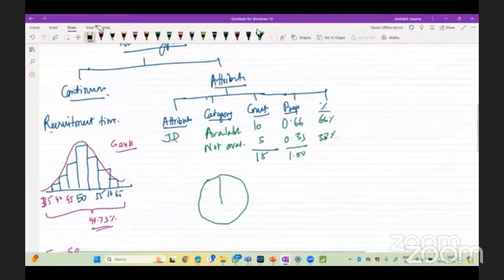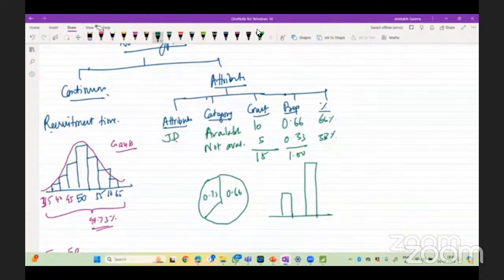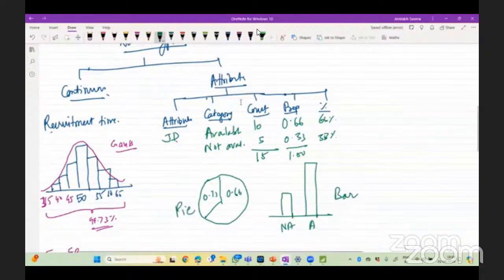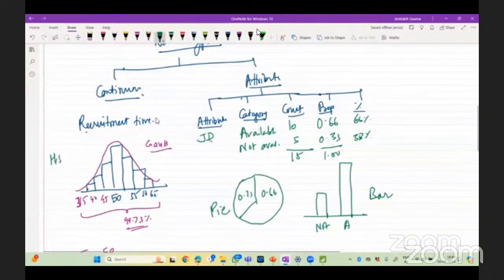Here 33% will look something like this. So 0.66 or 0.33. Or I can make a bar chart, 0.33, 0.66, not available, available. So bar chart or pie chart for attribute data, and histogram for continuous data. Now this is for display, descriptive statistics. It is just describing, but it is not telling me what is the cause, what is the reason.